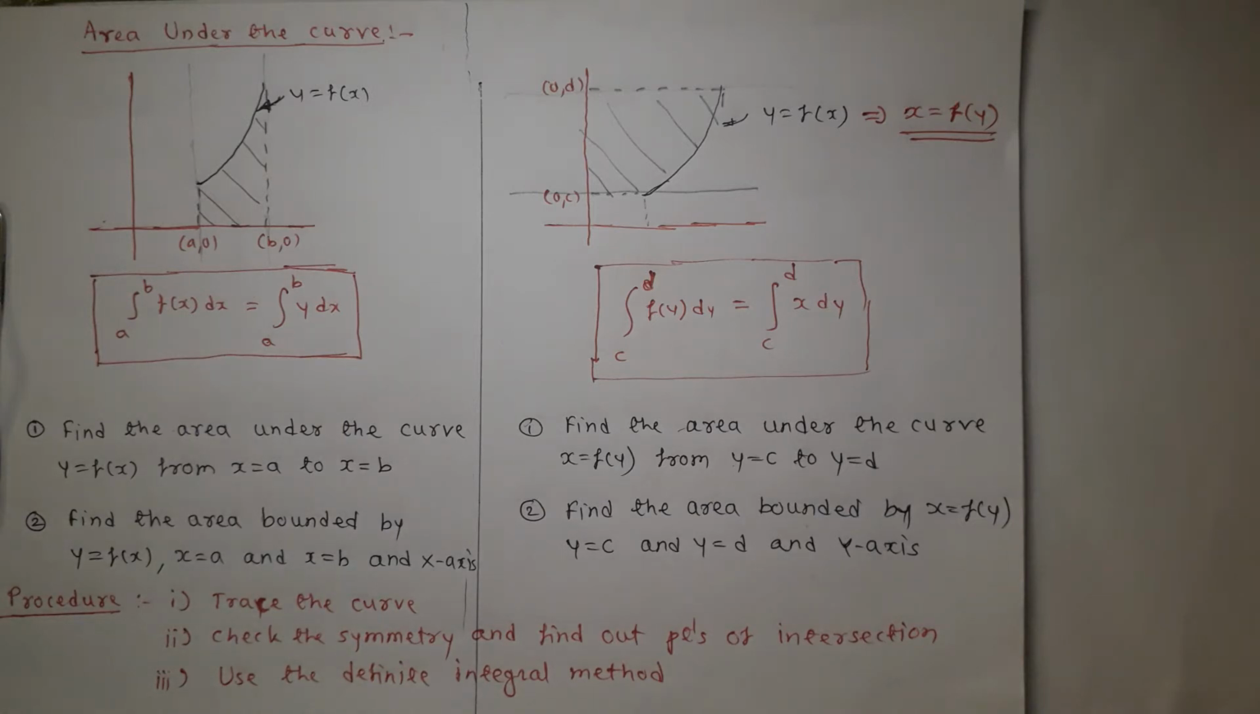So what you should remember is that if the constant term is absent, the curve passes through the origin. If the powers of x are even, the curve is symmetric about y axis. If the powers of y are even, the curve is symmetric about x axis.